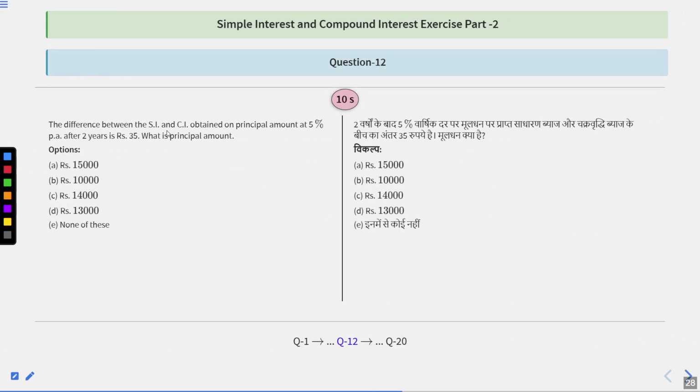The difference between simple interest and compound interest obtained on a principal amount at 5% per annum after 2 years is rupees 35. What is the principal amount? You have 5 options and 10 seconds to analyze the question. Your time starts now.